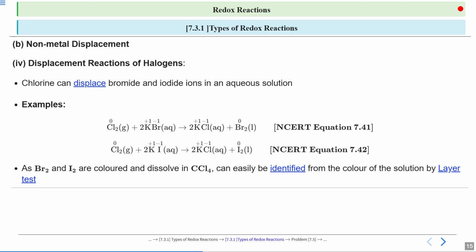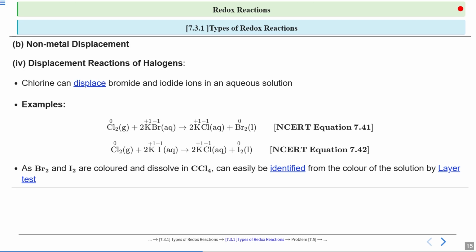As bromine and iodine are colored, they can easily dissolve in carbon tetrachloride, that is CCl4, and can easily be identified from the color of the solution by the layer test. This line has been written over here.